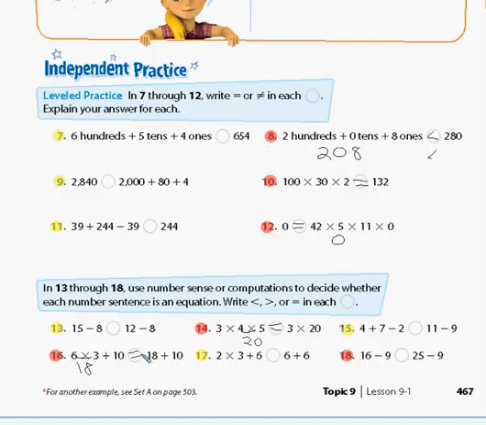Okay, problem number 18. 16 minus 9, 25 minus 9. Since I'm doing the same thing to both sides of the equation, the one with the larger number is going to be the greater than. So 16 is less than 25. Okay, let's go and look at the next page.